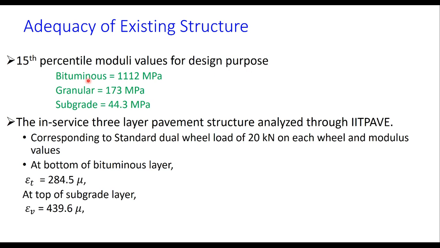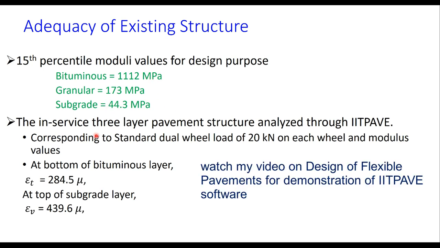So finally the value coming for bituminous layer is 1112 MPa, for granular layer it is 173, and for subgrade 44.3. Now with these values and layer thickness, it's now a 3-layer pavement structure having bituminous layer, granular layer and subgrade, and we calculate what is the strain at bottom of bituminous layer and the top of subgrade layer for existing pavement. With these values of elastic modulus, we calculate the strain at subgrade level and strain at the bottom of bituminous layer. Let us say these are the values.